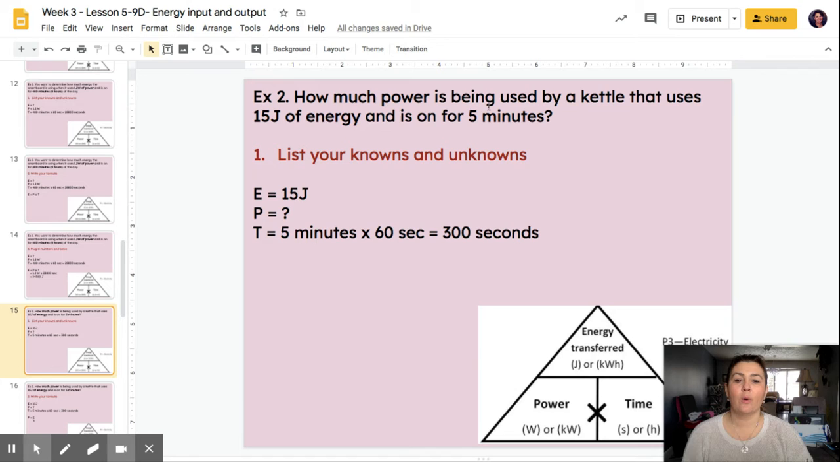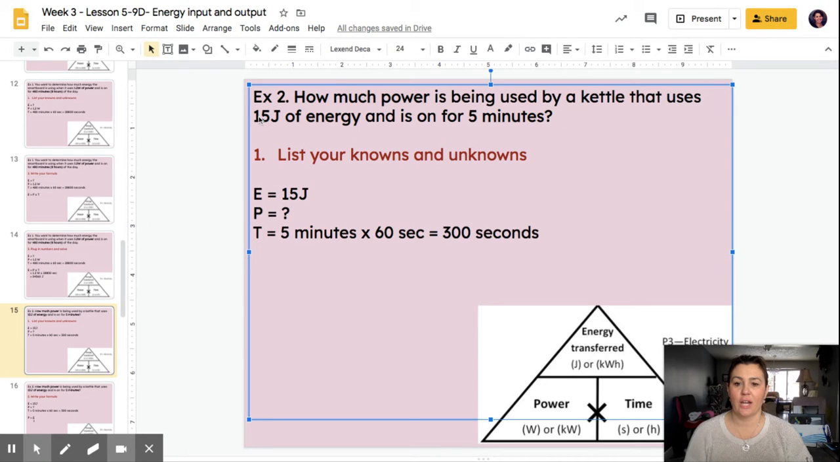How much power is being used by a kettle that uses 15 joules of energy and is on for 5 minutes? So what you do is you write down what the question's telling you. It says that the energy is 15 joules. So we know that E equals 15 J. We know it's on for 5 minutes. So time equals 5 minutes.